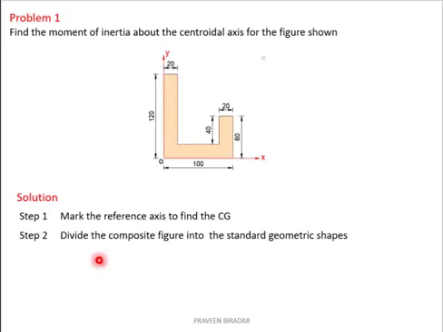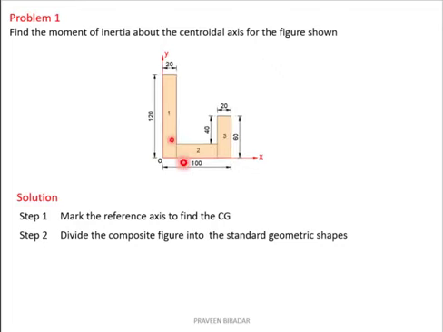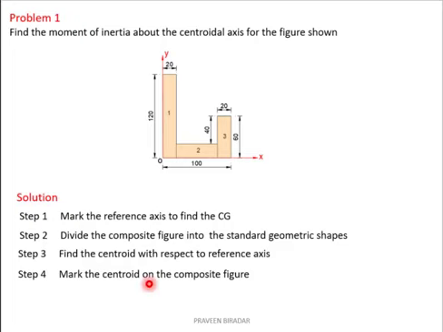Next step is to divide the composite figure into standard geometric shapes. So I will get all rectangles. This is first, this is second, this is third. I have divided it into standard geometric shapes. Third step is to find the centroid with respect to the reference axis, x and y. Fourth is to mark the centroid on the composite figure. Then at last, with respect to that centroid, calculate the moment of inertia. We'll go one by one.